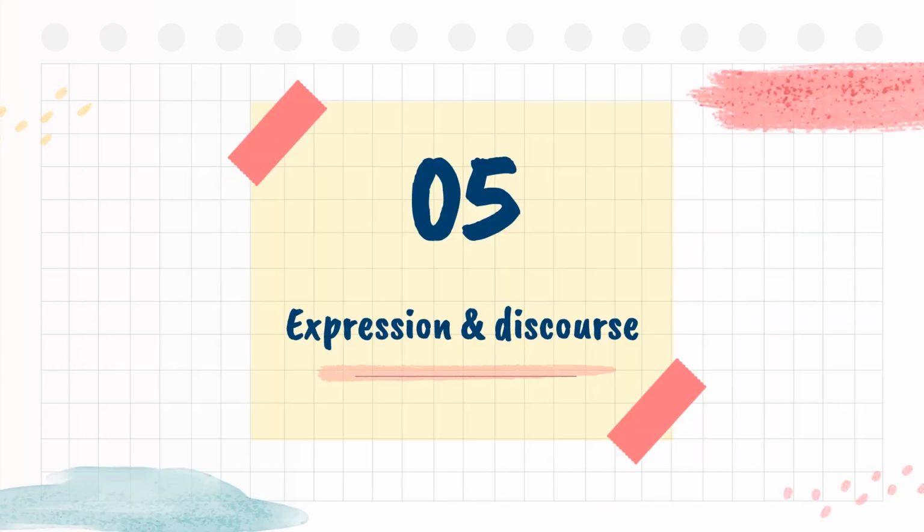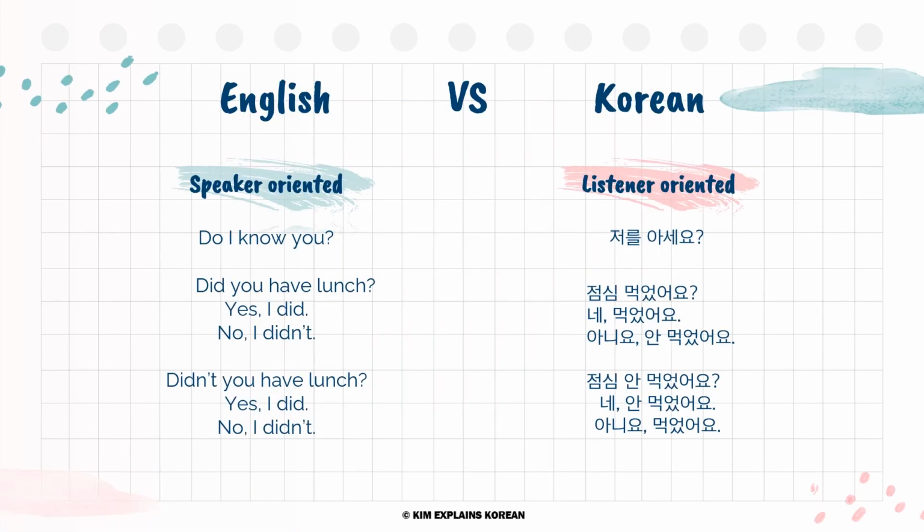Lastly, I would like to mention the differences in expressions and discourses. English is speaker-oriented and Korean is listener-oriented. If a stranger talks to you, you'd say, "Do I know you?" Here the subject I is used. But in Korean, we would say, "저를 아세요?" means, "Do you know me?" Here the subject you is used.